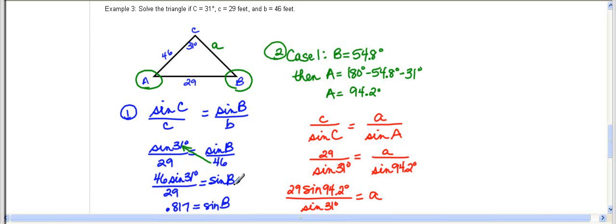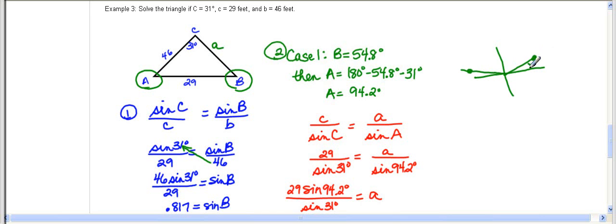Well, do you remember the last case we had an obtuse angle given? This is an acute angle given. So it could be that one of the angles in this triangle is obtuse. That's where we're going to come up with the two possibilities. Because whenever we calculate that sine B is 0.817, understand that there are two angles whose sine value is 0.817.